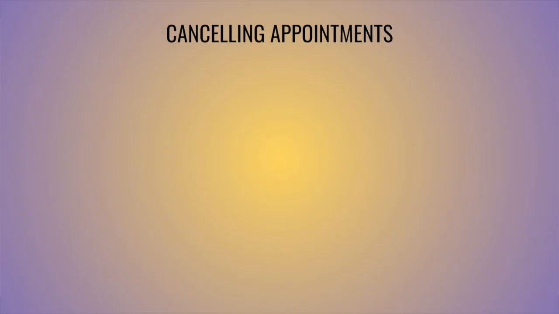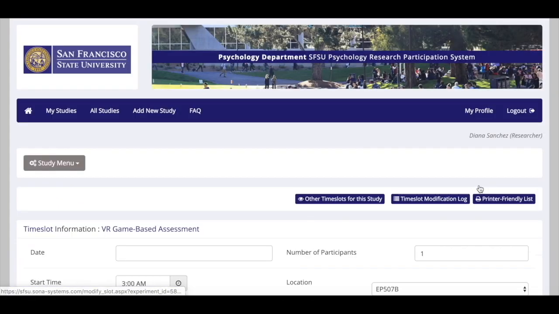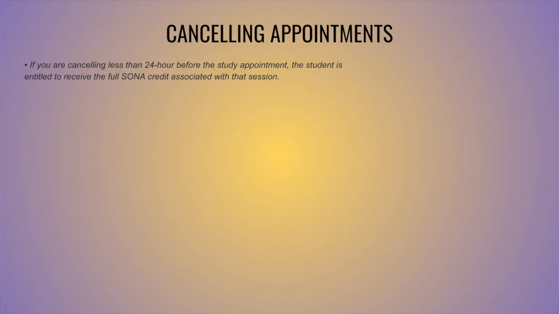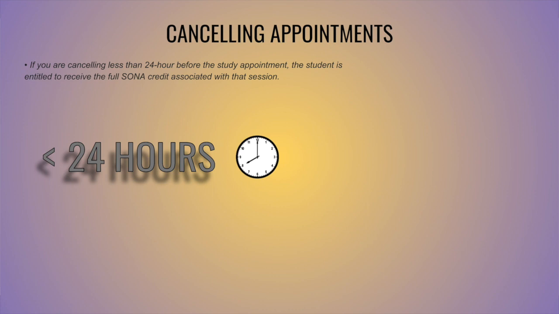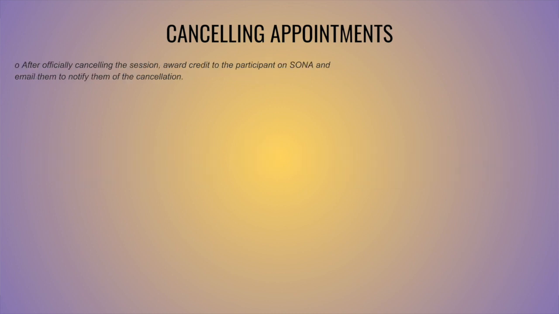When canceling appointments, if you are canceling 24 hours or more in advance, you should do so within the SONA system. Go to the Study Sign-in page and click Cancel. If you are canceling less than 24 hours before the study appointment, the student is entitled to receive full SONA credit associated with that session.